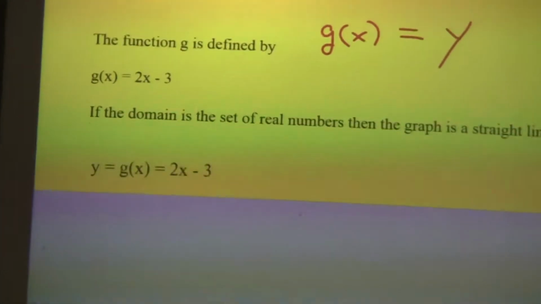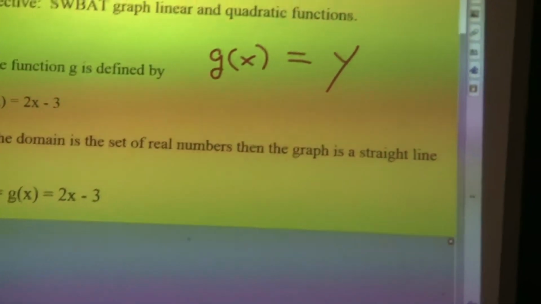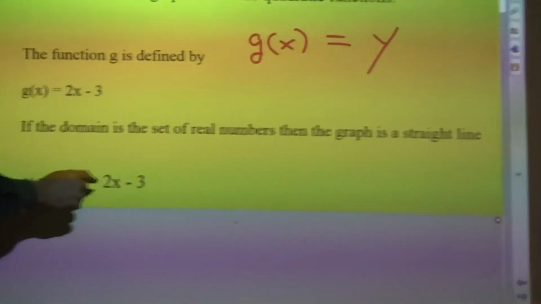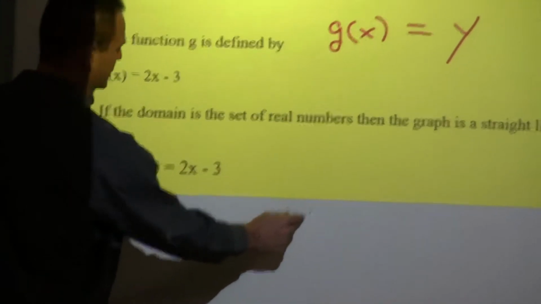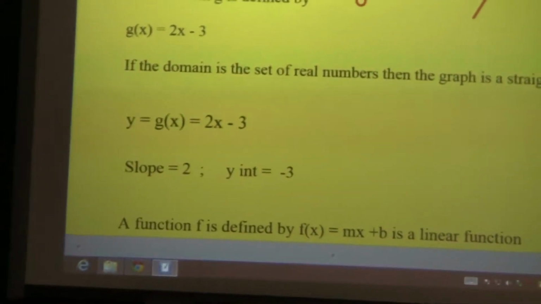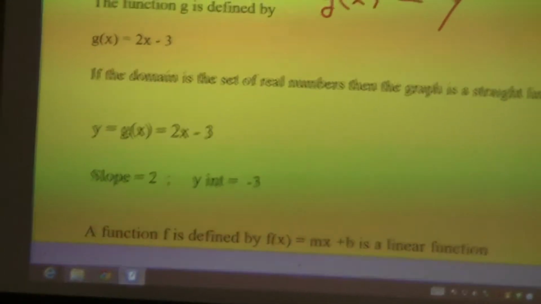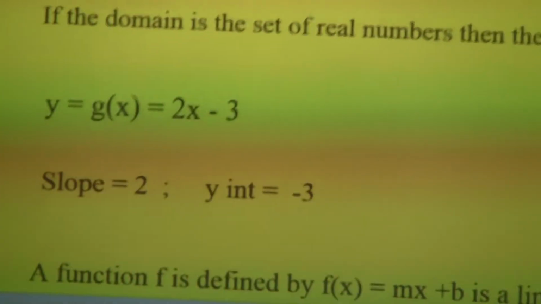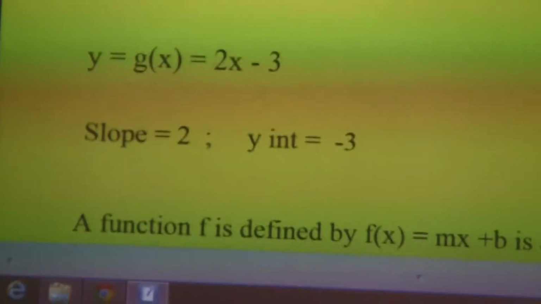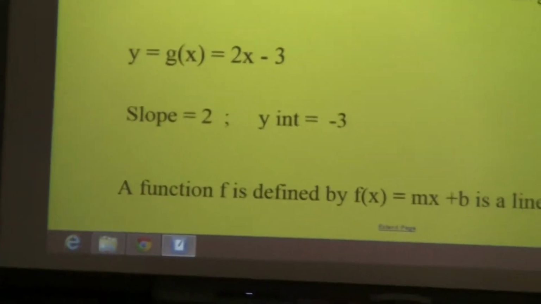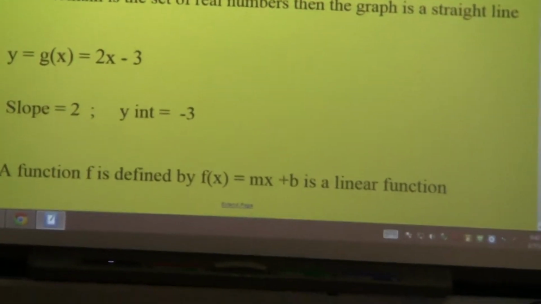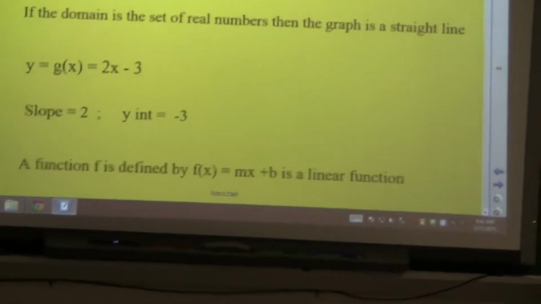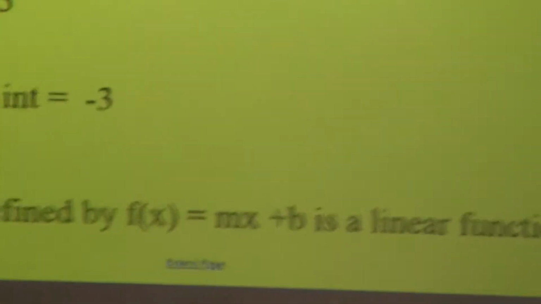If the domain is the set of real numbers, then the graph of this is a straight line. Y equals g of x equals 2x minus 3, where the slope is going to be 2 and the y-intercept will be negative 3. A function f is defined by f of x, which is equal to mx plus b. This is a linear function.